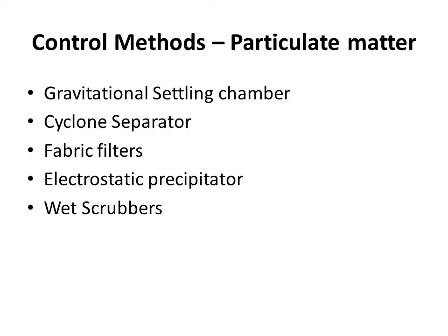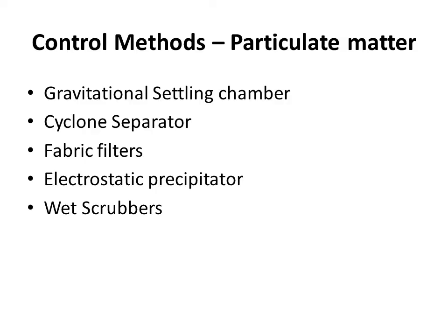The first one is particulate matter, which has particle size greater than 1 micrometer, and the other one is gaseous pollutants, which have size usually less than 1 micrometer. So, we will be seeing how to control these two types of pollutants separately.